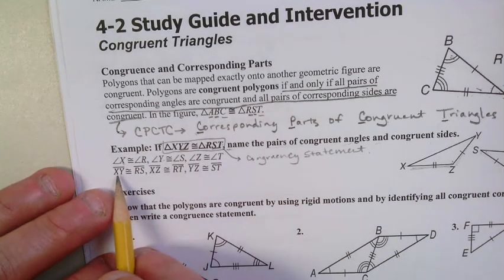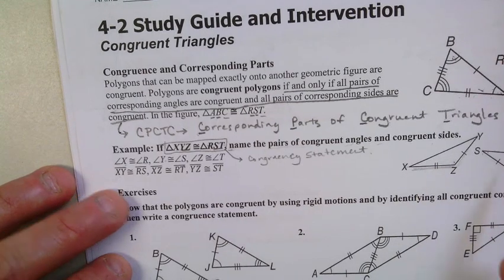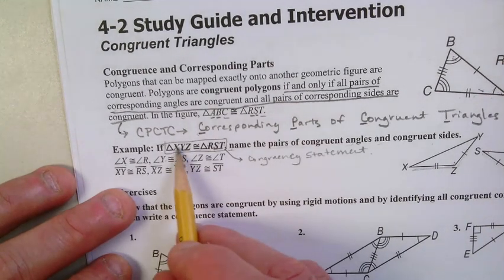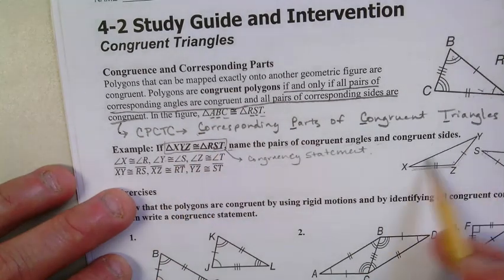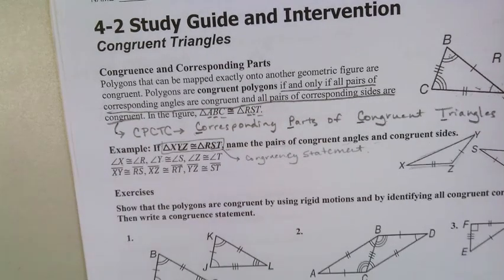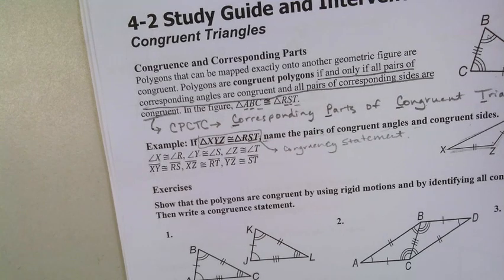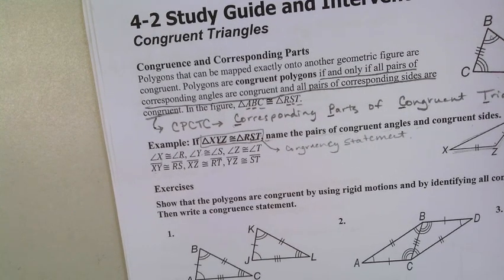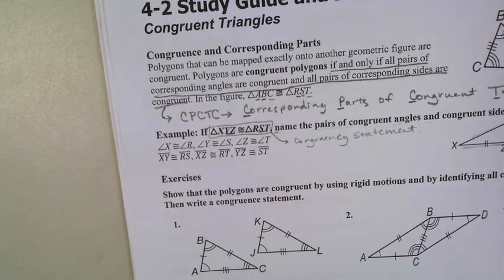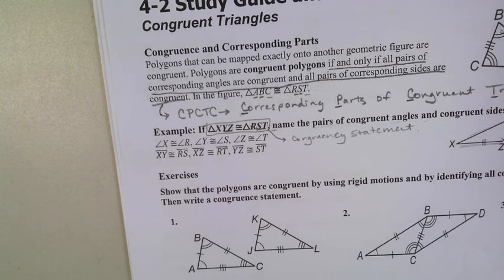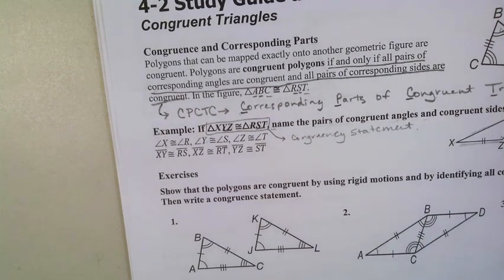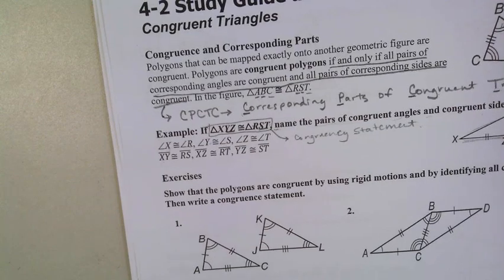As far as the segments, XY and RS, if I look here, XY, RS, XY, RS, okay, I think you have it down there. We'll talk more about congruency statements here in a second. So, as we move down to the next section, it says here, show that the polygons are congruent by using rigid motions.